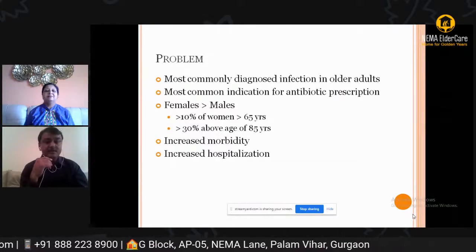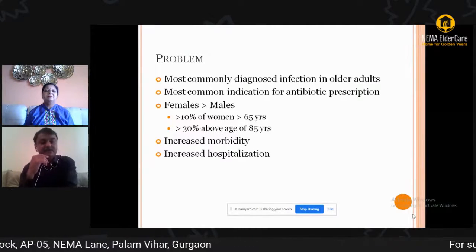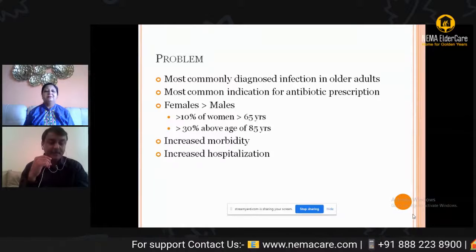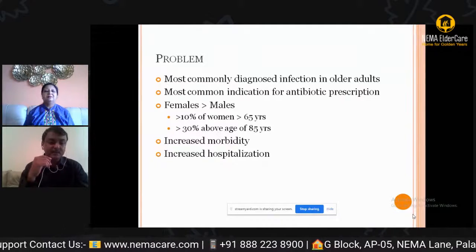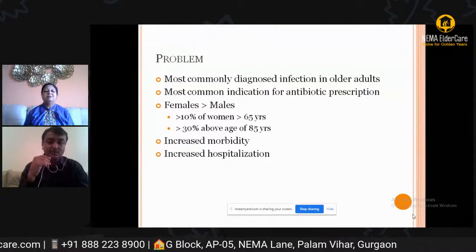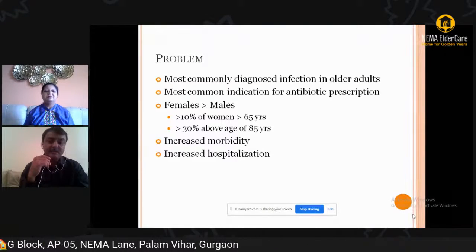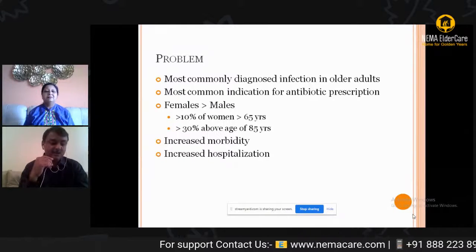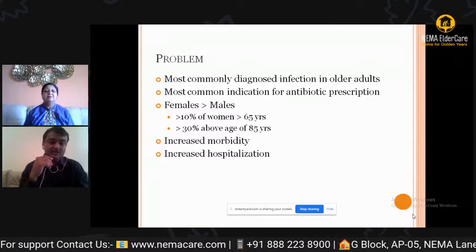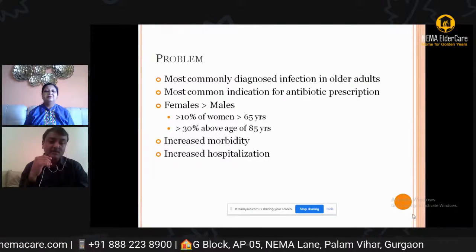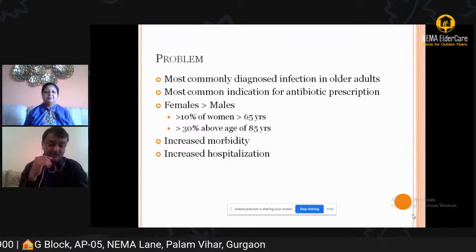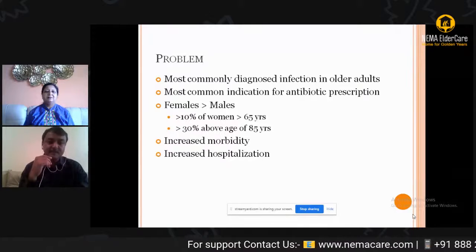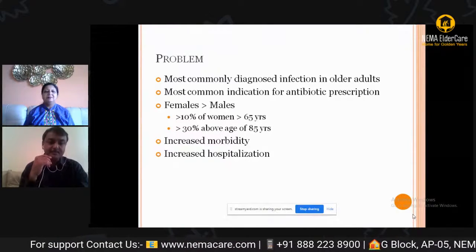So, why is it important to discuss this problem of urinary tract infection? It is one of the most commonly diagnosed infections in older adults. As the population ages, the burden of urinary tract infection is expected to grow. In fact, there is data that more than 5% of emergency room visits in the elderly population is related to a urinary tract infection. And since it is also an important indication for antibiotic prescription, it leads to all the problems associated with antibiotics, including development of resistance and other problems with antibiotics.